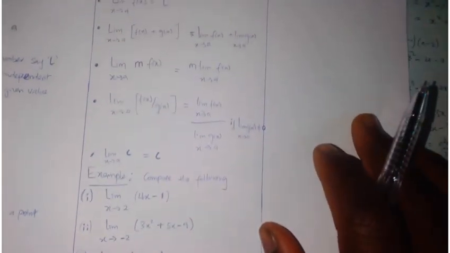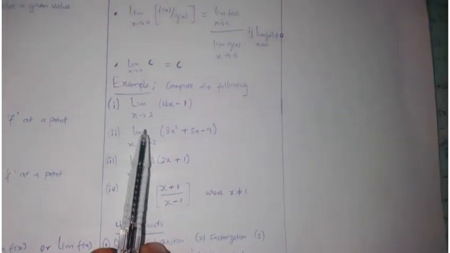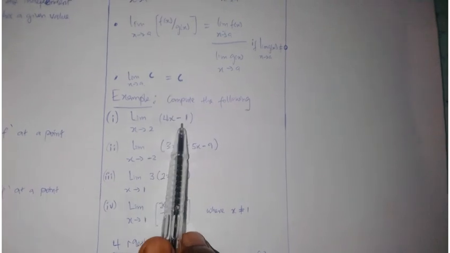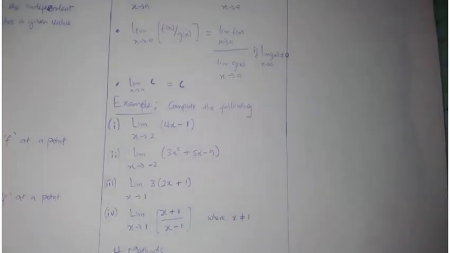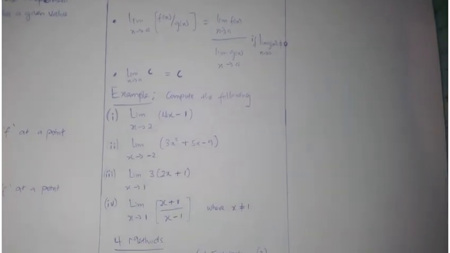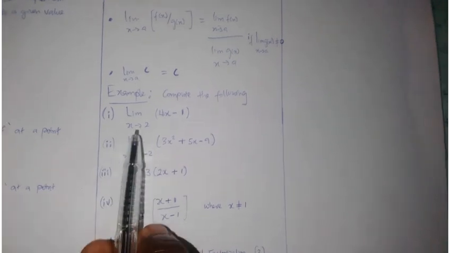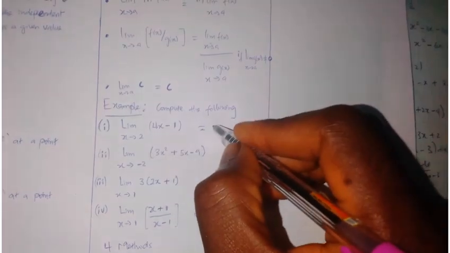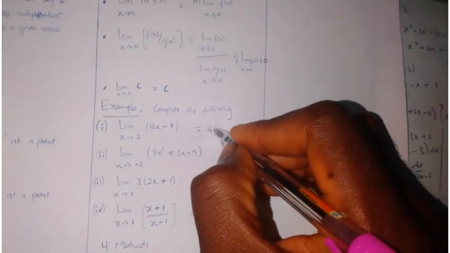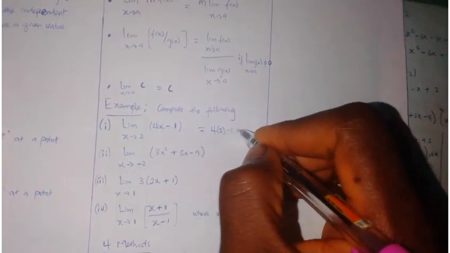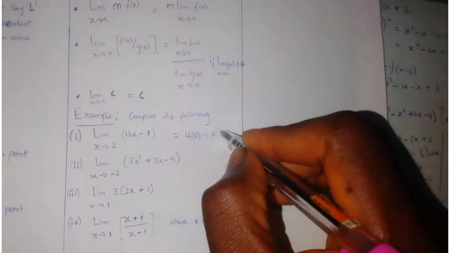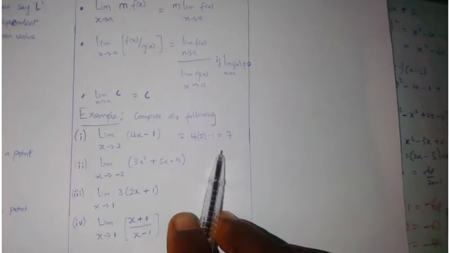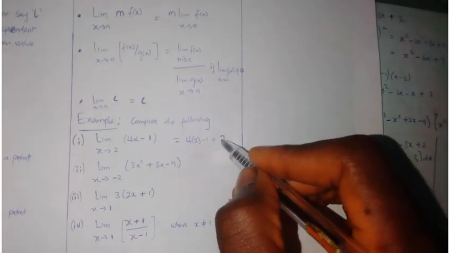Now, for number 1 question, I'm given the limit as x tends to 2 of 4x minus 1. Now, let me try direct substitution. What direct substitution means is that you just put the value of x, where your x tends to. It tends to 2, it means put x as 2, leaving my answer to be 4 into 2 minus 1. That gives me 8 minus 1, that is 7. It worked. So since it worked, then 7 is my answer straight up.